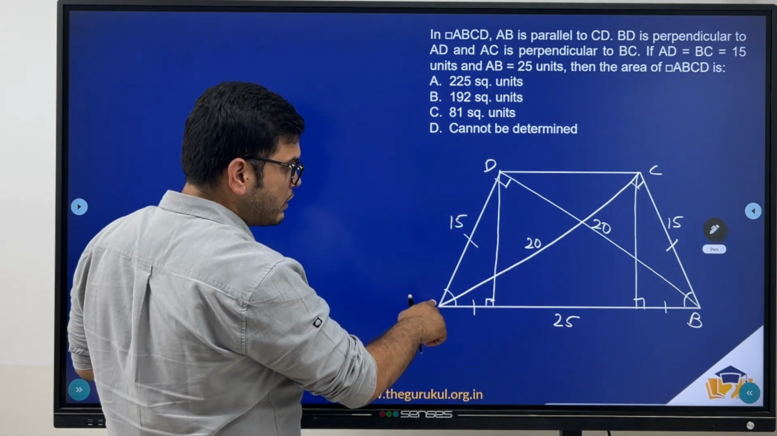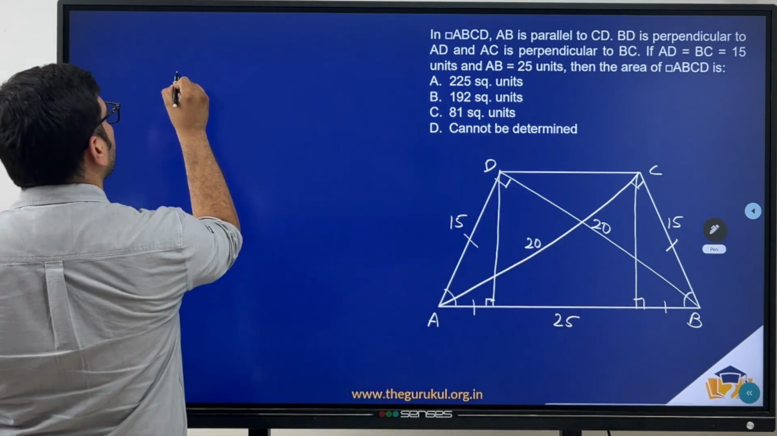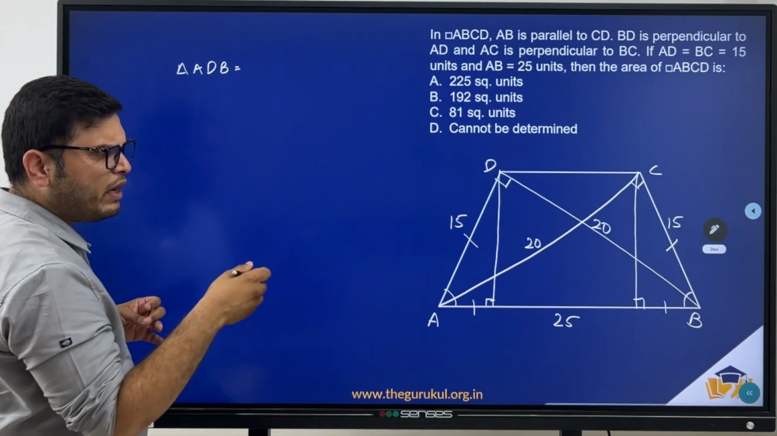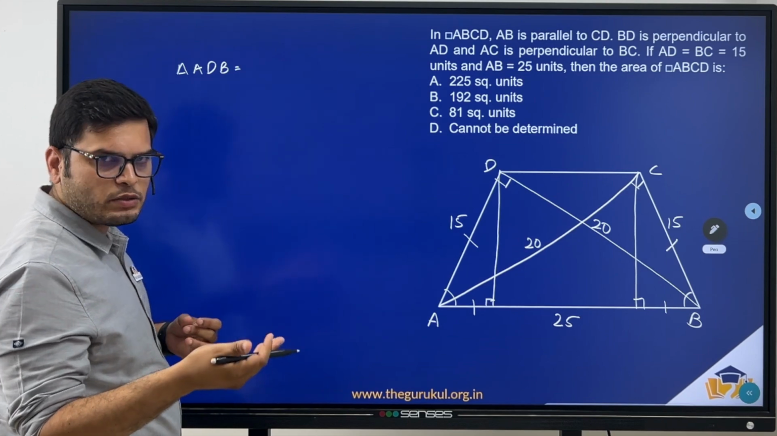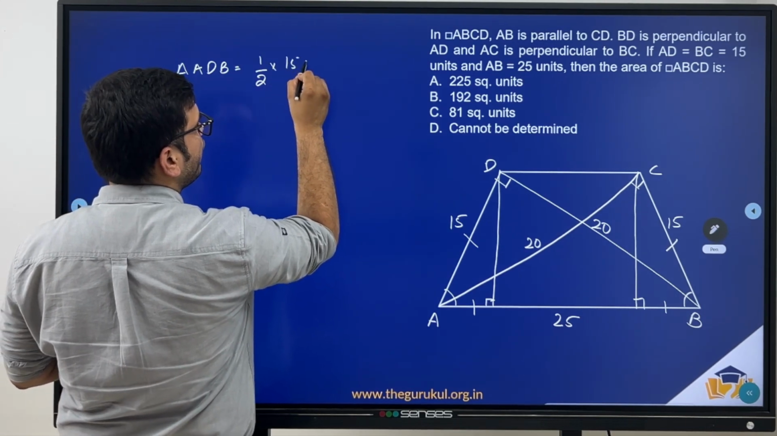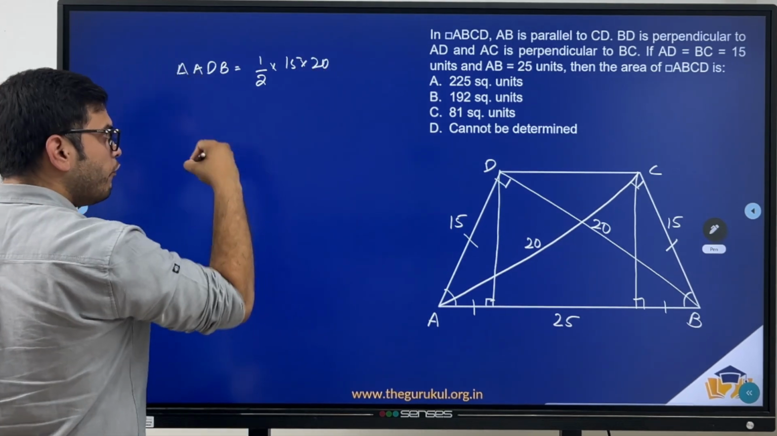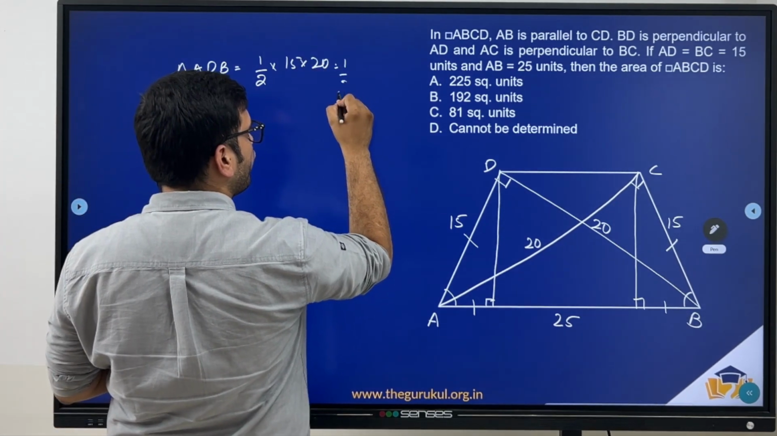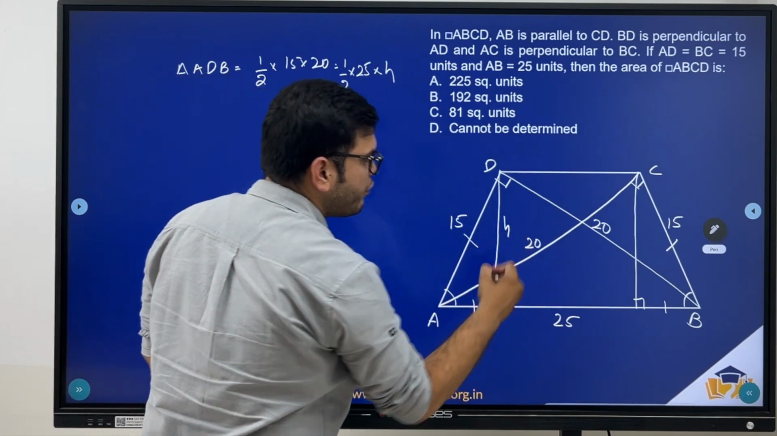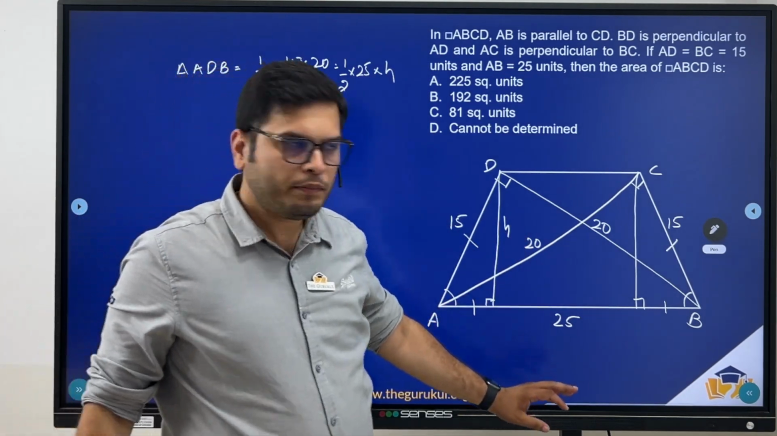Now if I consider triangle ADB, the area of this triangle will be half into the perpendicular sides, 15 into 20. Which should also be the same as half into the corresponding base, 25, into height, where h is nothing but the height of the quadrilateral.